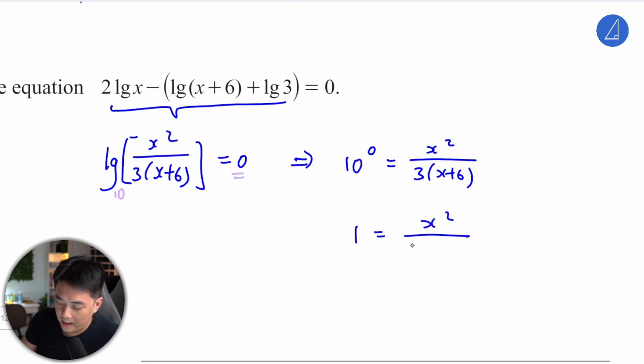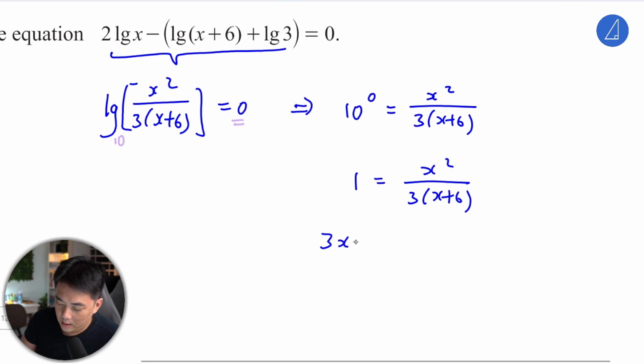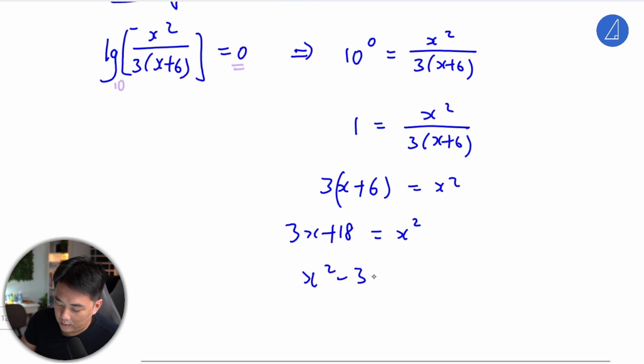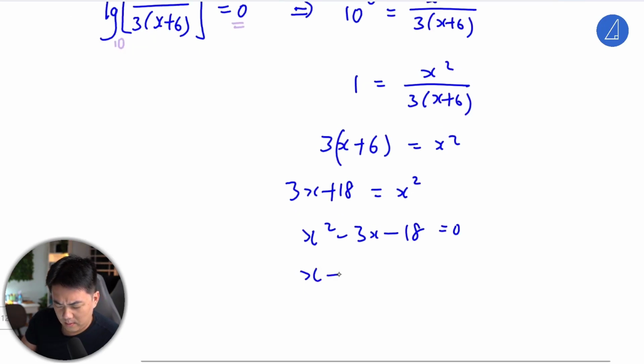Then we're just going to solve this by cross multiplying. So x squared equals 3x plus 18, x squared minus 3x minus 18 equals 0, which is (x minus 6)(x plus 3).